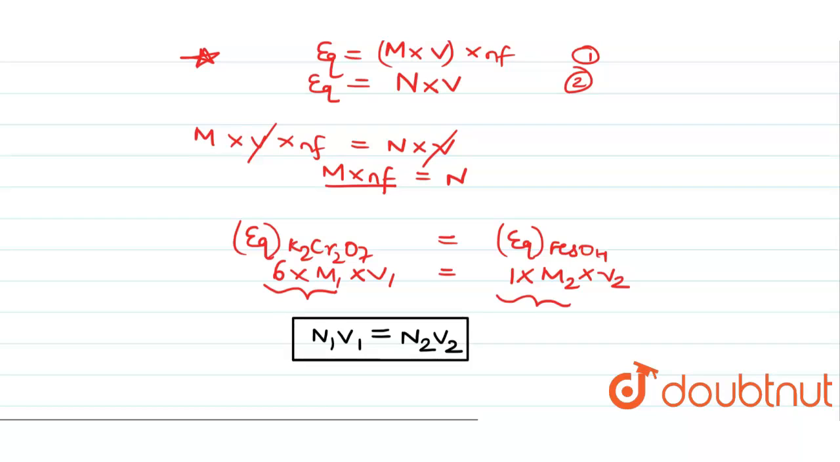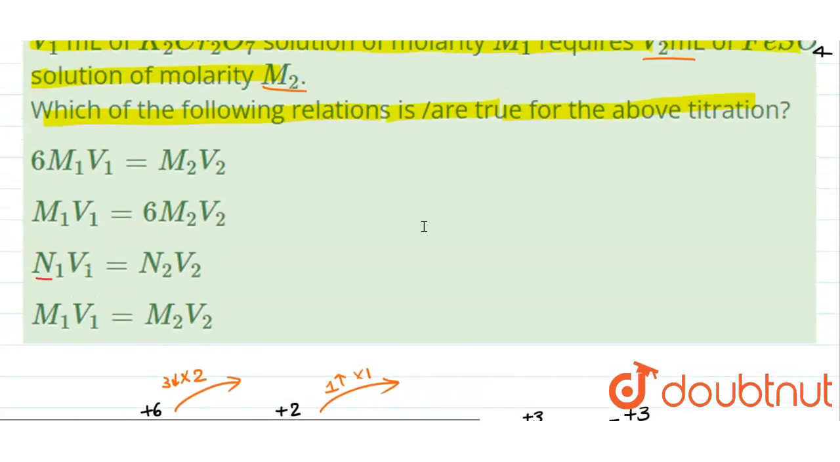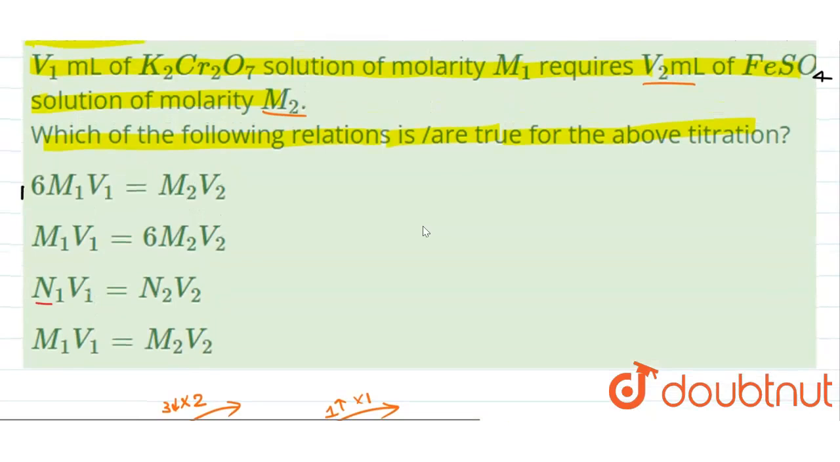So this is one more option. So option A is correct, 6 M1 V1 is equal to M2 V2. And option C, N1 V1 is equal to N2 V2, is correct. This is the final answer.